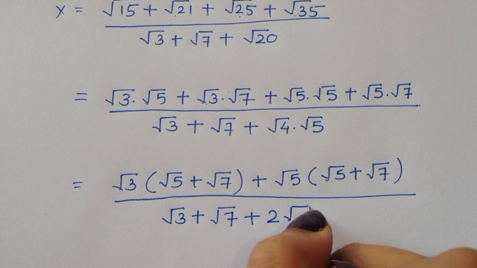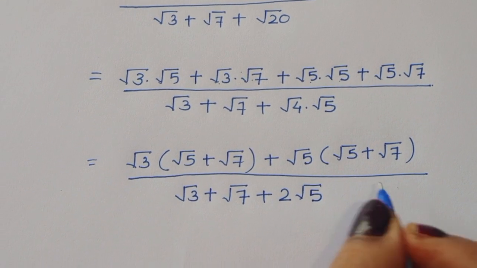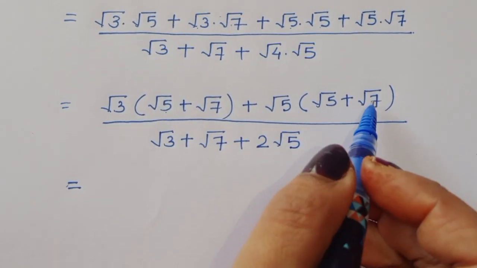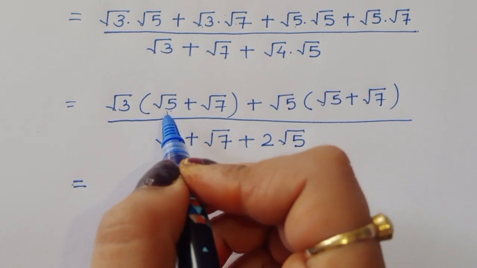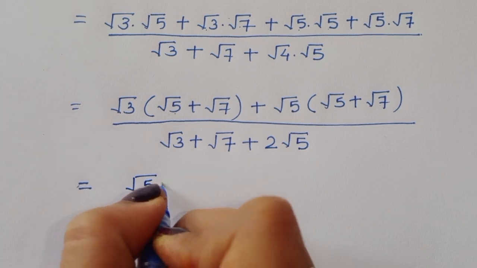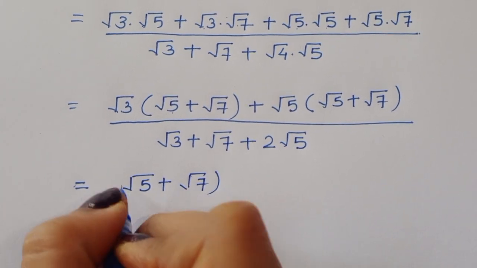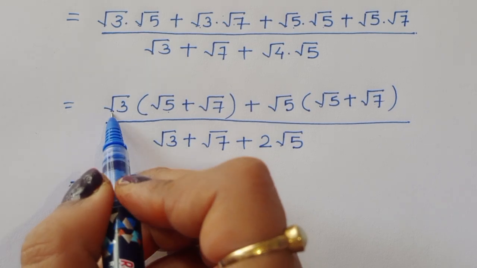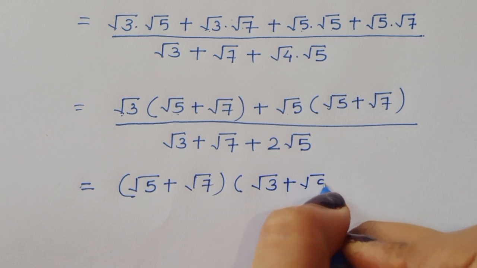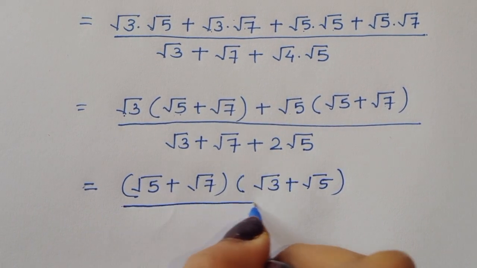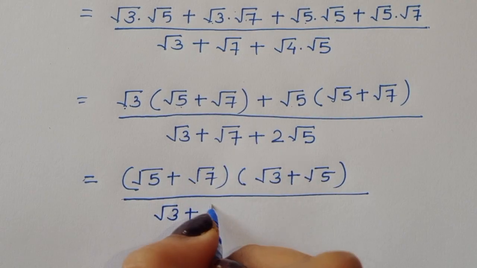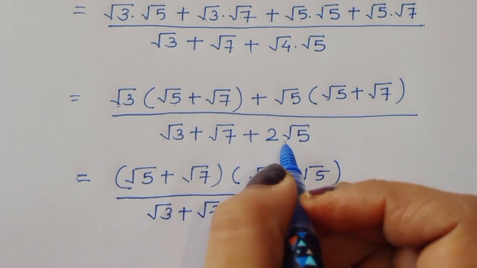So 2 square root of 5 is equal to, now square root of 5 plus square root of 7 appears in both. So one common term is square root of 5 plus square root of 7. Square root of 5 plus square root of 7 times (square root of 3 plus square root of 5), divided by square root of 3 plus square root of 7 plus 2 square root of 5.